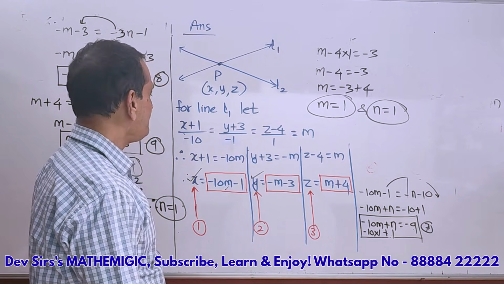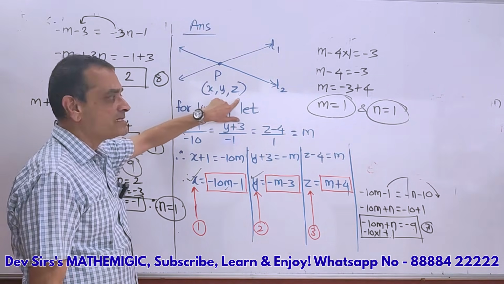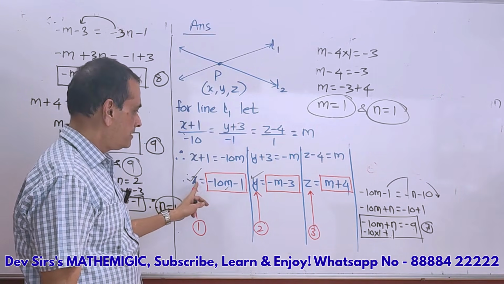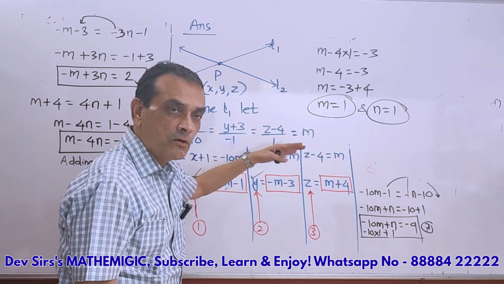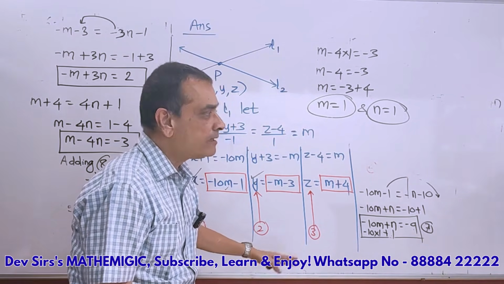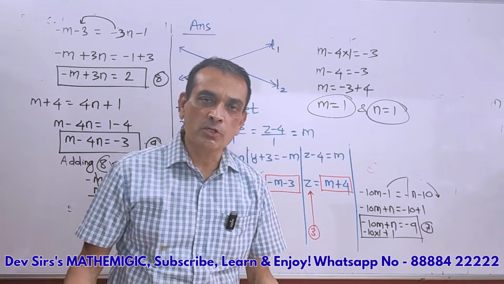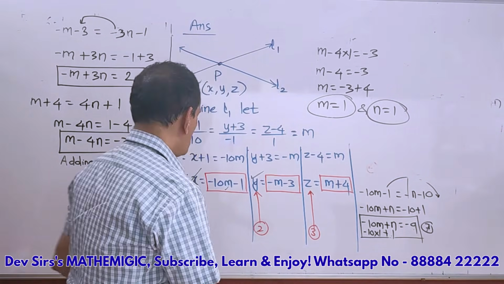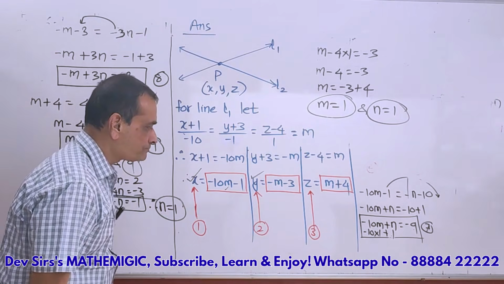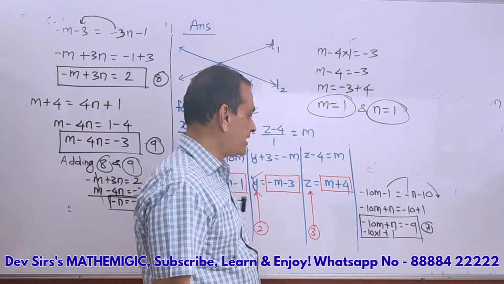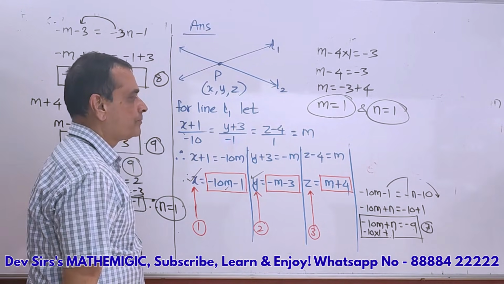Point of intersection is given by x, y, z. Okay? How do you find out x, y, z? x, y and z from equations 1, 2 and 3, or x, y and z which were present in 4, 5, 6. It is your choice. So I'll put the values over here. x, y, z. So substituting the values in equations 1, 2 and 3.